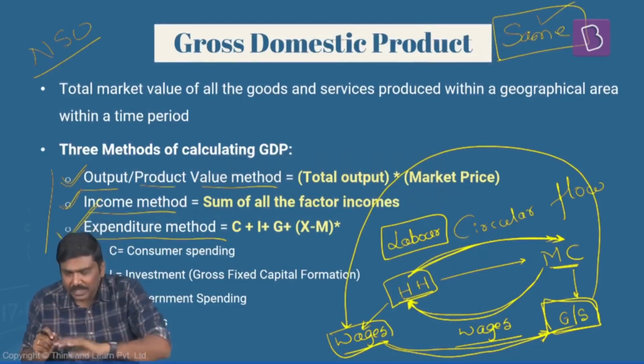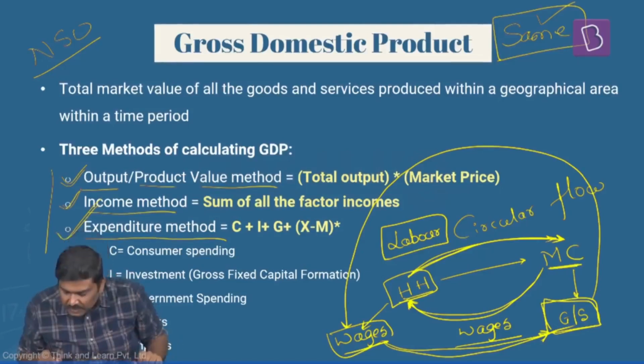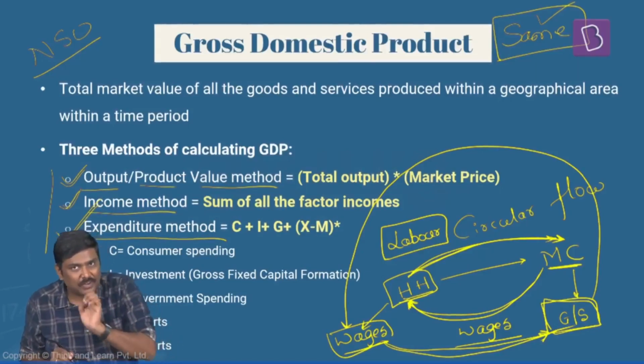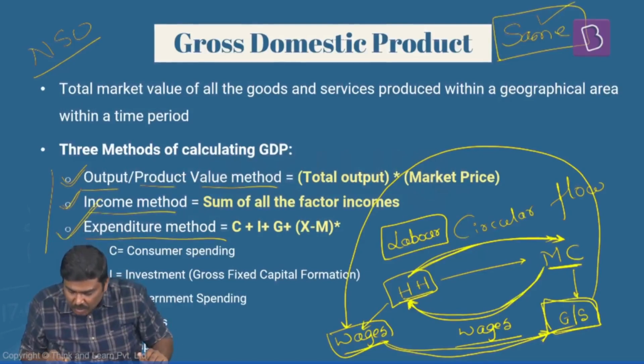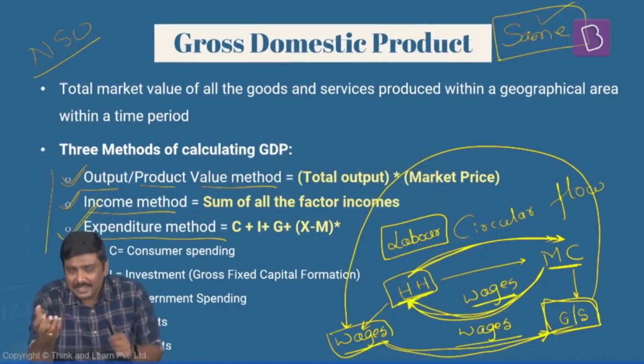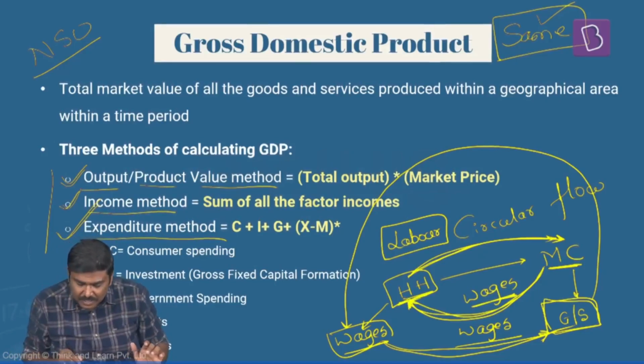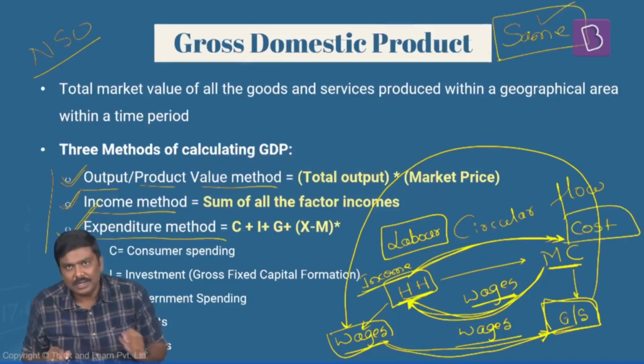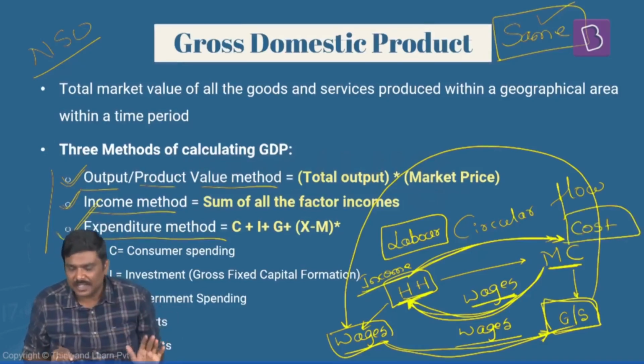Now I'll explain the same thing using this particular example. For this particular manufacturing company, the expenditure or cost incurred is what? Wages. So the company is paying wages, and this particular household which has supplied the labor is receiving the wages. It becomes an income for the household. So the cost for the company is nothing but the expenditure, that is the wages it has paid.